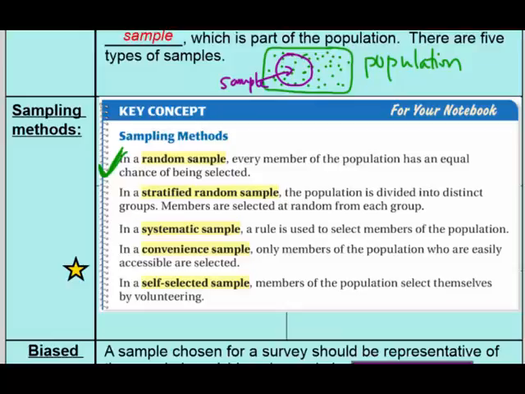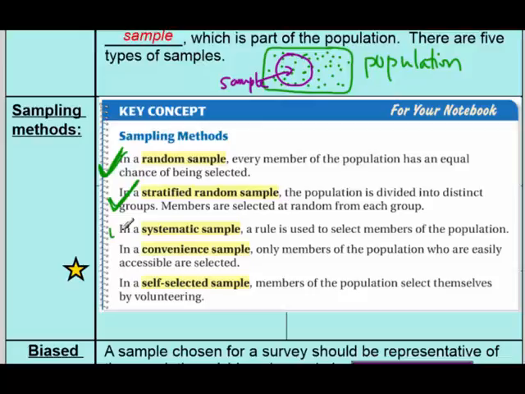Okay, our second example, stratified random sample. That's where the population is divided into distinct groups and members are selected at random from each group. So in other words, population divided into distinct groups. It could be distinct groups meaning all boys, all girls. Those are 2 distinct groups, and then members are selected at random from each group. So going back to my surveying favorite subject, I'm going to split my middle schoolers into boys and girls, and I'm going to pull some girls to survey, and then pull some boys to survey as well, okay?